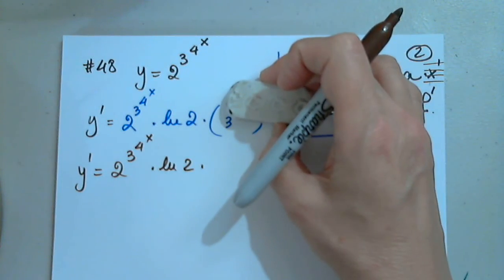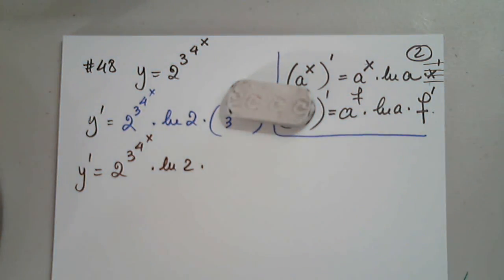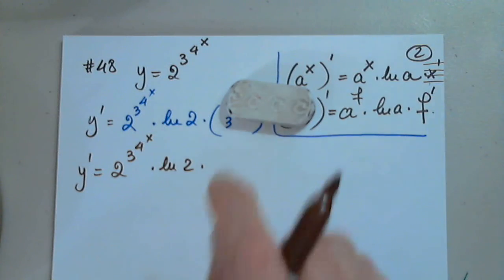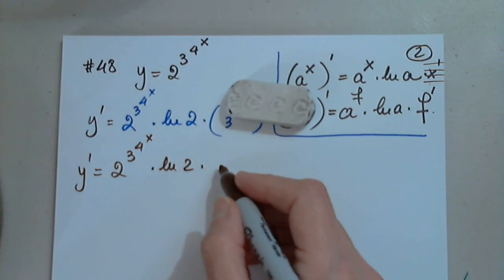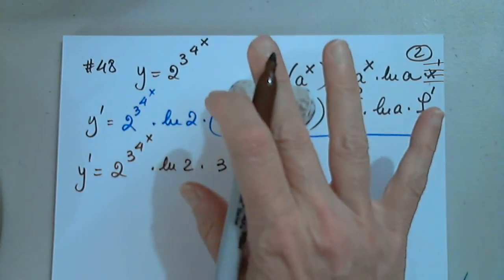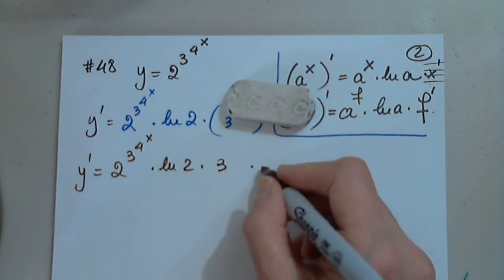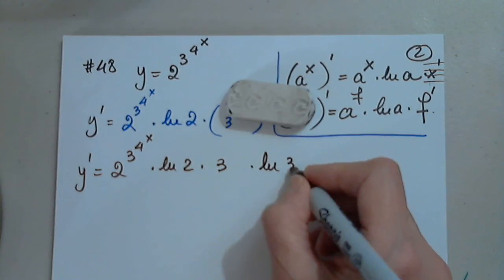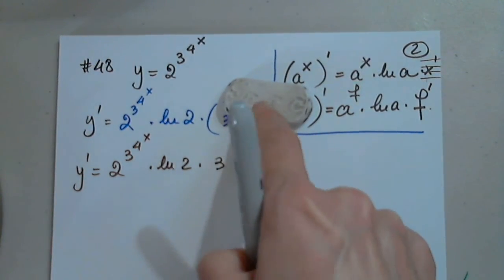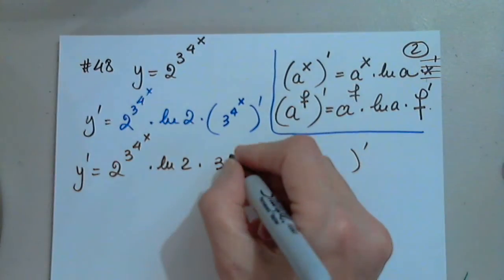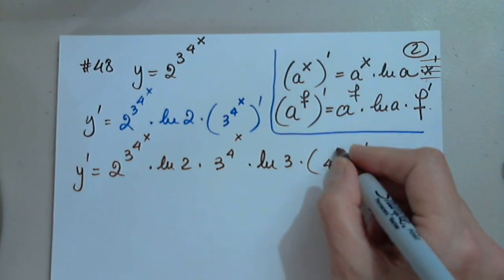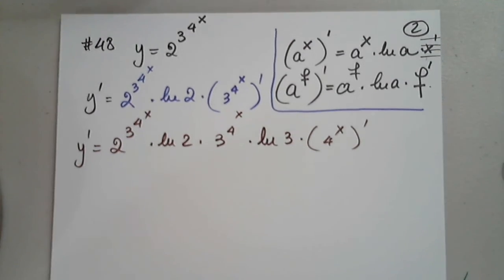I'm differentiating now 3 to a function. How do I differentiate 3 to a function? What do I have to write? You do 3 to whatever, times ln of 3, times the whatever prime. Excellent. That's it. Now I uncover it. So it must be 4 to the x. It must be 4 to the x. One more step.